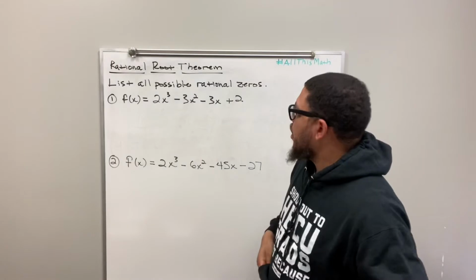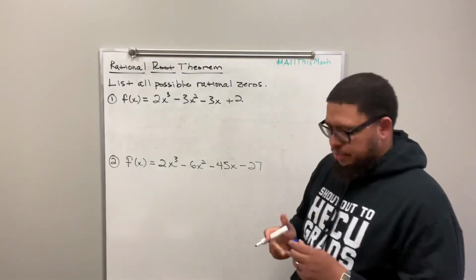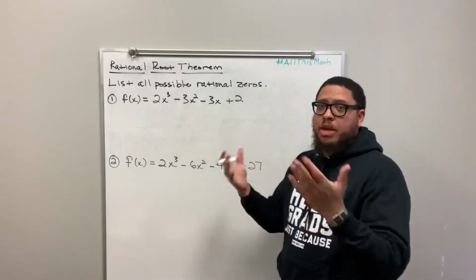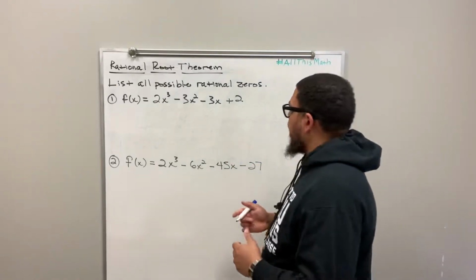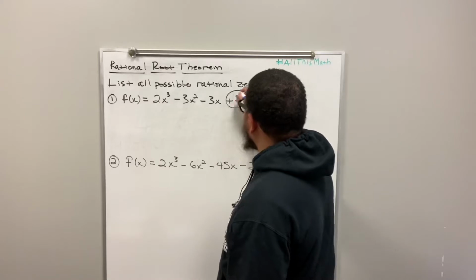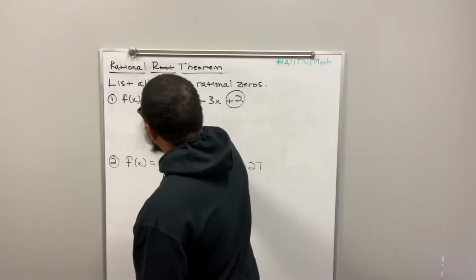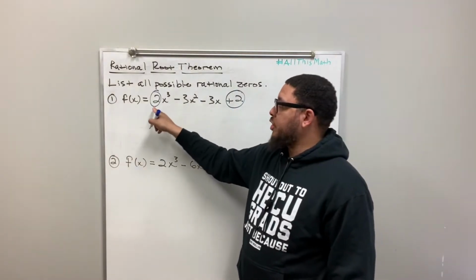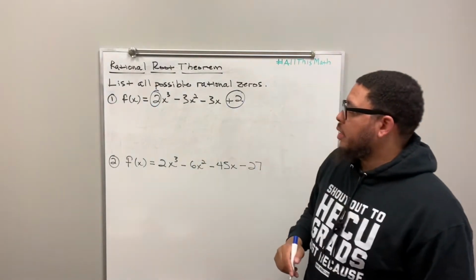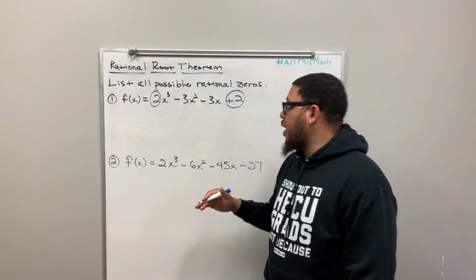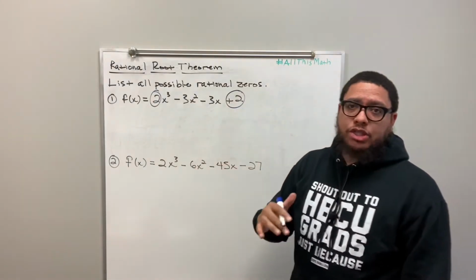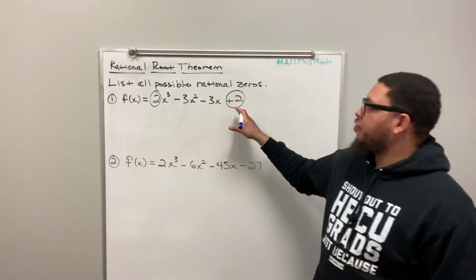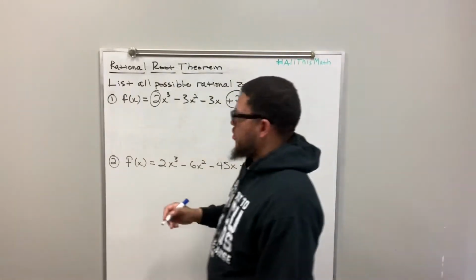All right, so two things you need to be concerned with. You need to know how to find the factors of numbers, and you need to be concerned with this constant at the end and this coefficient in the front. Now, this is how you find all the possible rational zeros. You think of all the possible factors of the constant at the end.